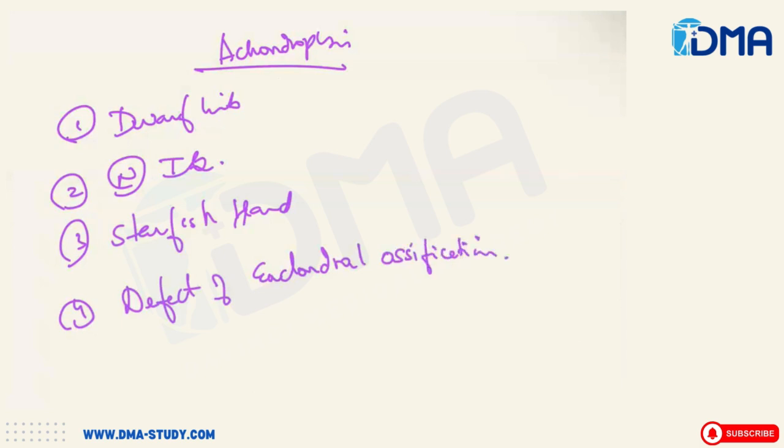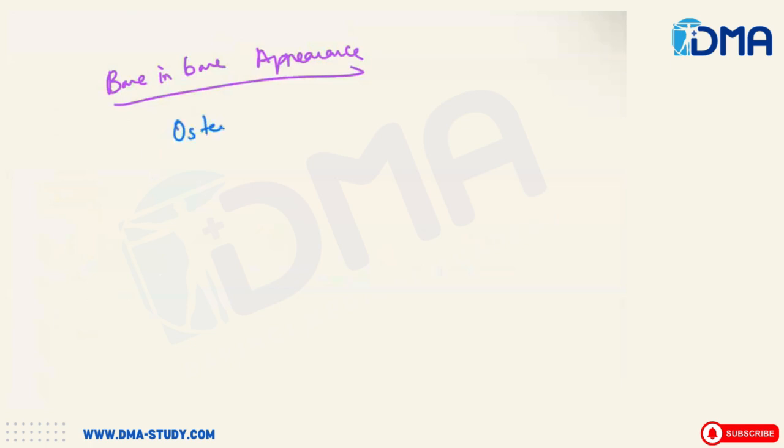Right? Then one MCQ: where do you see bone in bone appearance? Bone in bone appearance is seen in case of osteopetrosis and sickle cell anemia. It's an MCQ. Bone in bone appearance will be seen in osteopetrosis and sickle cell anemia. So this is very, very important.